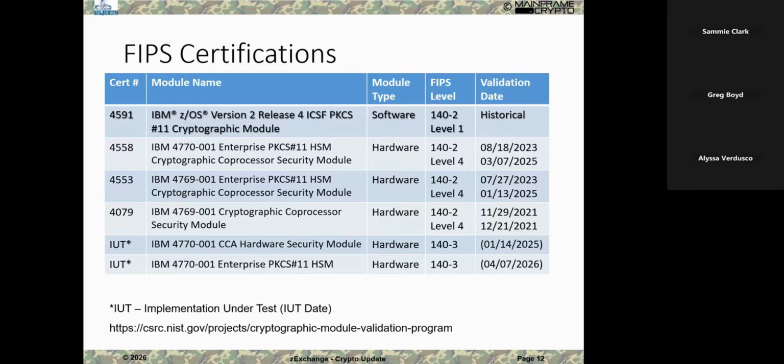So with that said, the Crypto Express 8 in both CCA mode and EP11 mode have been submitted to NIST for formal certification. And they are both in what is called IUT, or implementation under test status. That is typically the tail end of the certification process. So there's a lot of preliminary stuff that has to happen first.